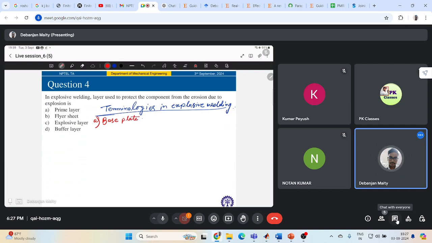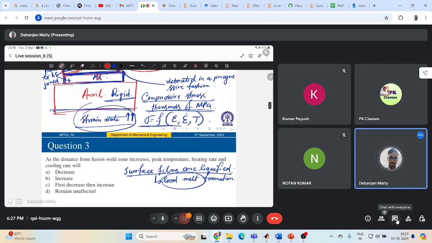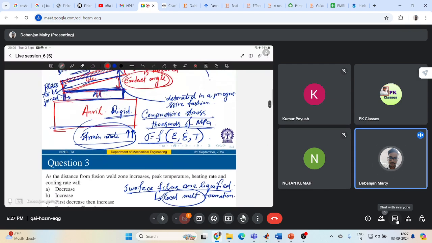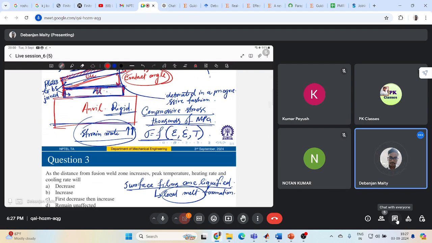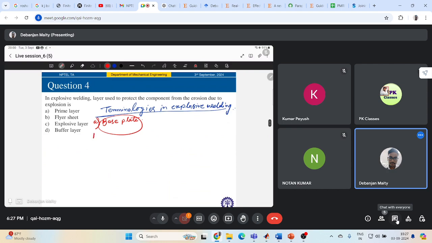So what purpose does it serve? The base plate is basically what I was talking about as the anvil, right? This is kept stationary, and let's say this is the one on which I want to perform the cladding. So it could be the anvil, it could not be. You can also place some hard metals over the anvil, but they should be rigid enough, right? Then you have this flyer plate.